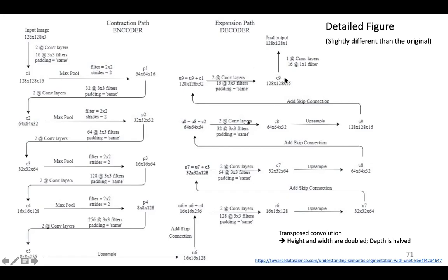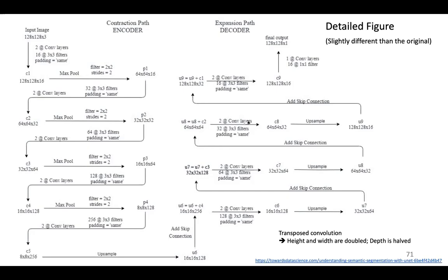And then you finally do a 1 by 1 convolutional filter in order to classify each pixel into different classes. Here, the final output is 128 by 128 by 1, and the reason is I think that the author of this blog was just doing a simple binary classification. So all you need is just one output, a sigmoid output. So your 128 by 128 by 16 is converted to 128 by 128 by 1, and each pixel in this final output indicates whether it is true or false, basically binary.